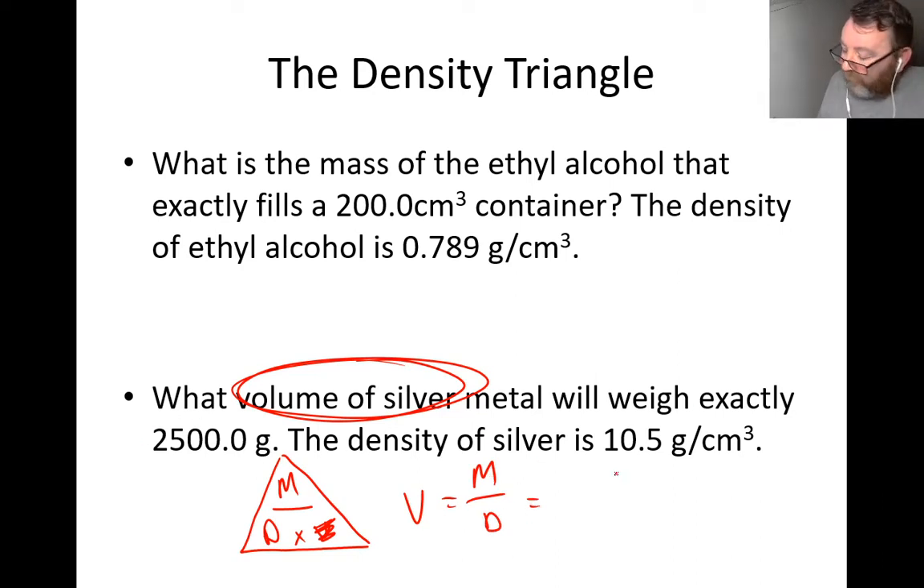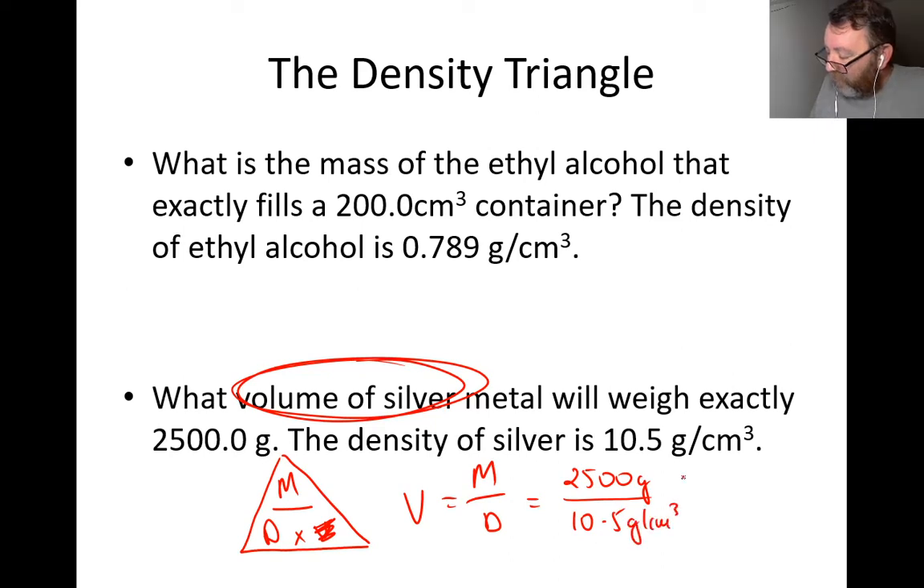The mass is 2,500 grams. See, don't forget, mass is related to weight. So sometimes they might try and fool you that way. They might throw in the word weight instead of mass. They're related. Okay, so we can use the weight in the mass context. Over density, 10.5 grams per centimeter cubed. Now, on your calculator, 2,500 divided by 10.5 comes out as 238.10.